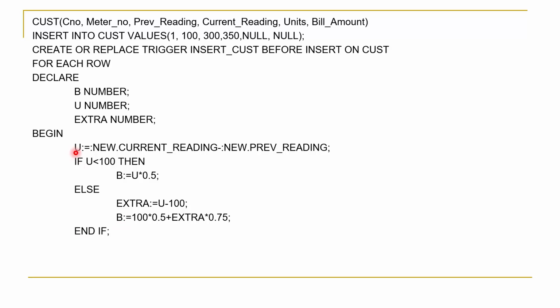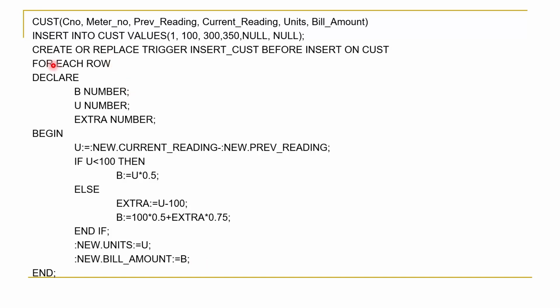After calculating the value of units and bill, we have to update the value of :new.units and :new.bill_amount. So the statement will be :new.units := u. So u will be assigned to :new.units and b will be assigned to :new.bill_amount. It means this trigger will assign new values to :new.units and :new.bill_amount. So this null will be replaced by the value of u and value of b respectively. This is the end of this trigger.